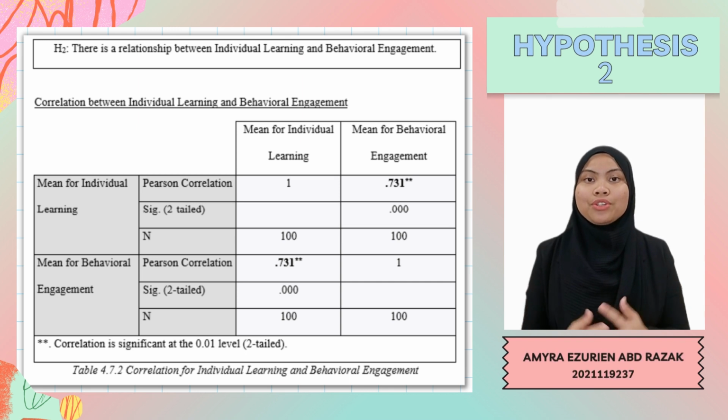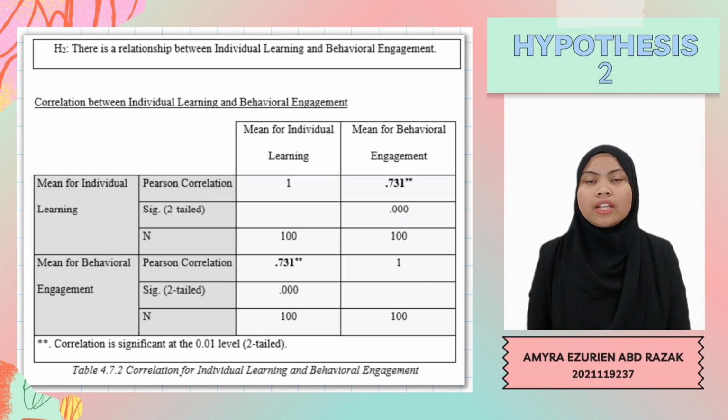For hypothesis 2, the table described the correlation between individual learning and respondents' behavioral engagement. Based on the table, it was found that there was a positive, significant, and strong relationship between individual learning and behavioral engagement. The finding shows that individual learning does have an effect on behavioral engagement. Therefore, the research hypothesis 2 is accepted.